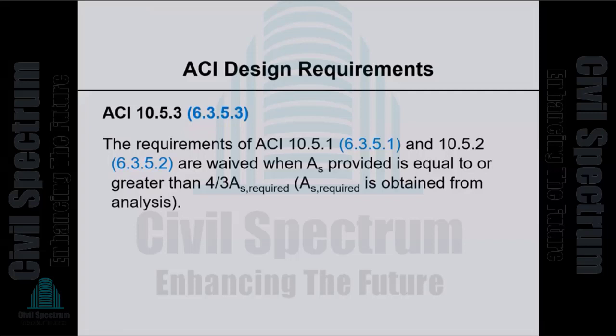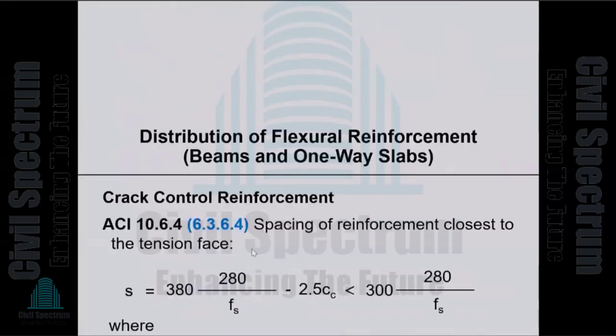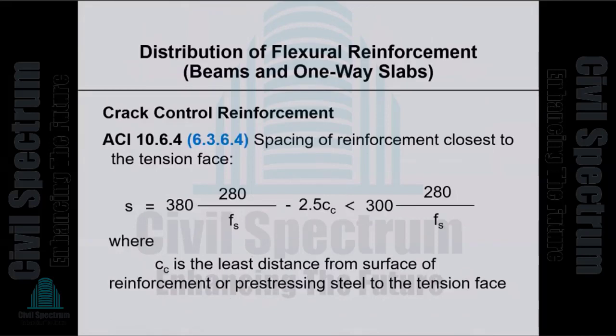Okay, so this is a very, very important exemption that we try to take advantage of when we don't want to provide minimum reinforcement. Okay, so we talked about maximum reinforcement. Epsilon sub t shall not be any less than 0.004. We talked about minimum reinforcement so that a reinforced concrete beam will not fail like a plain concrete beam.